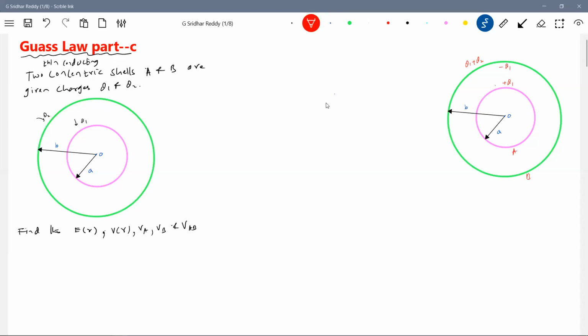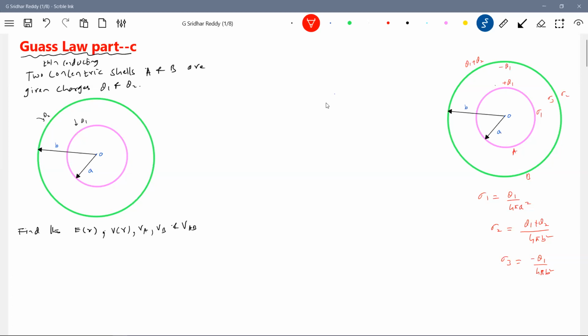Okay, the first problem. We'll start like this. What is the surface charge density here? I'll call it sigma 1. What is the surface charge density here? I'll call it sigma 2. Let this be sigma 3. Can we calculate sigma 1? Sigma 1 should be equal to Q1 by 4 pi A square. What is the surface charge density of the outer shell? Sigma 2 equals Q1 plus Q2 by 4 pi B square. What is the surface charge density of the inner surface of shell B? Sigma 3 equals minus Q1 by 4 pi B square. Agreed? So these will be the charges.